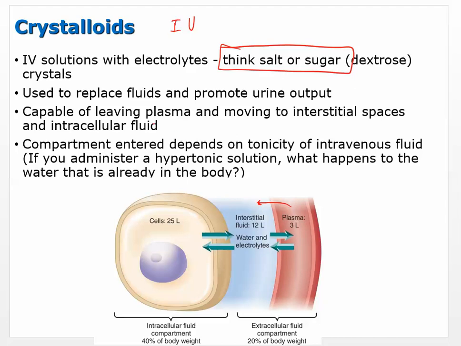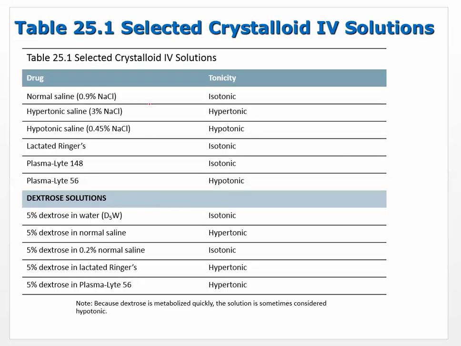Is the idea. So the compartment entered depends on the tonicity of the intravenous fluid. If you administer a hypertonic solution, if you put a hypertonic solution into the vessel, that means it's going to have more particles. Hypertonic solutions have more particles. Then that's going to draw water from the interstitial fluid. So what happens to the water that's already in the body? Well, it's going to move into the vessel, or at least be held in the vessel.